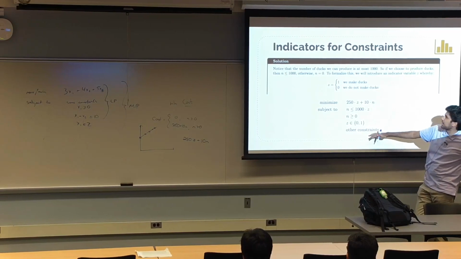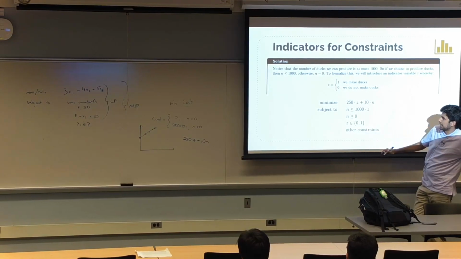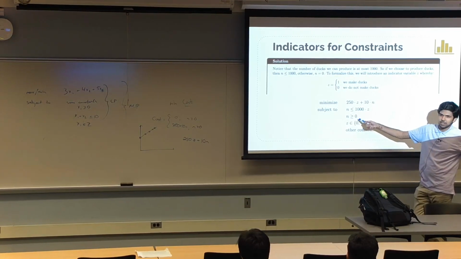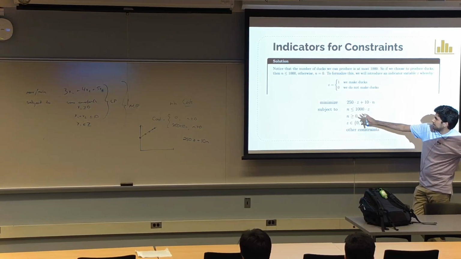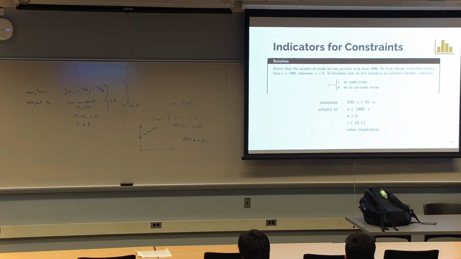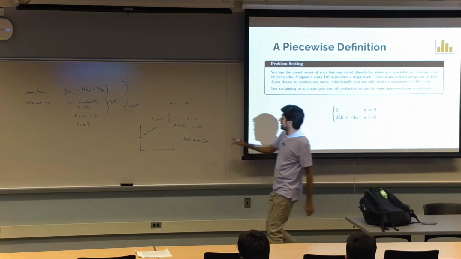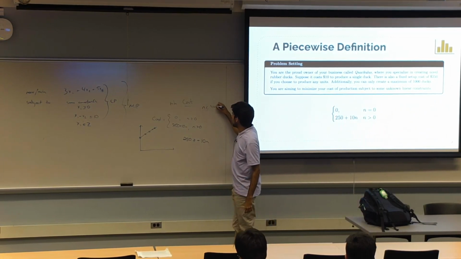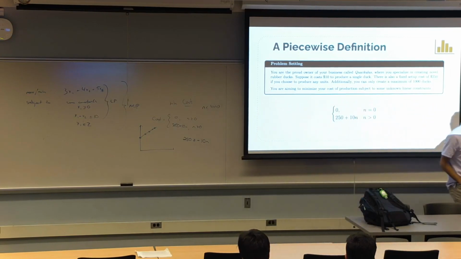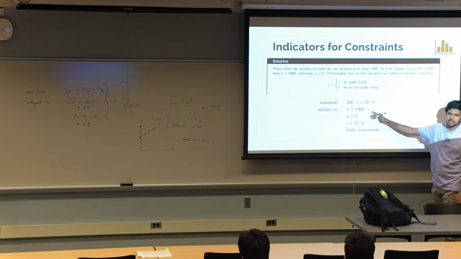There are other constraints that are hidden in the problem. Z is going to be either 0 or 1. It's an indicator. We're producing some amount of ducks, either 0 or more. But this constraint here, this first one, is the most important. In the problem, we said you can only create a maximum of 1,000 ducks. So before, that constraint may have looked like n is less than or equal to 1,000. But now we're saying it's going to be less than or equal to 1,000 times z.